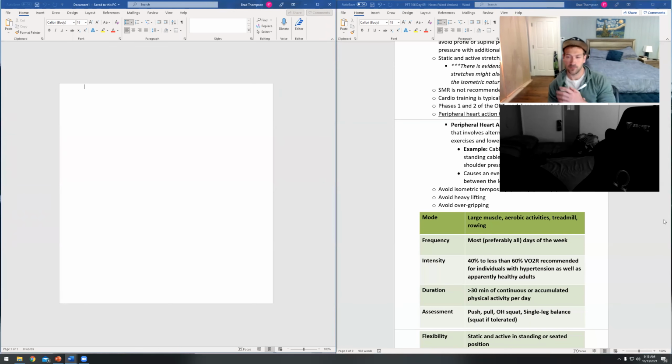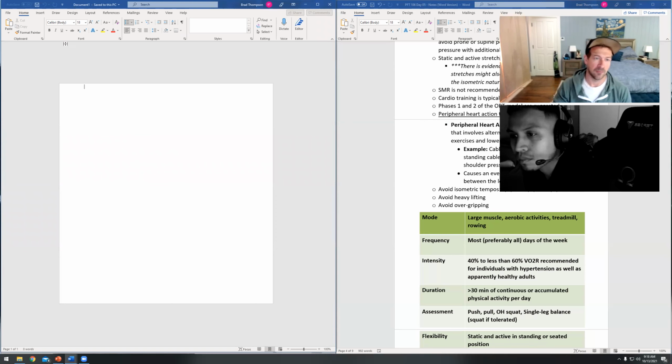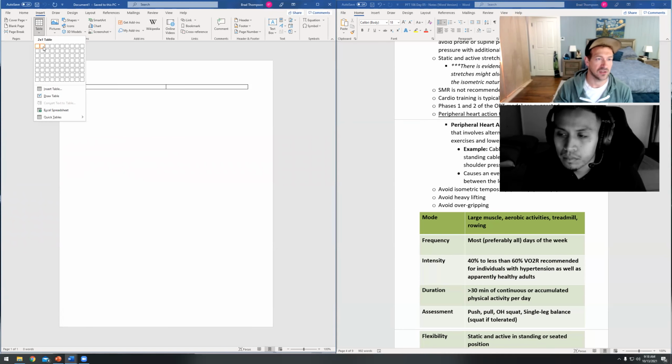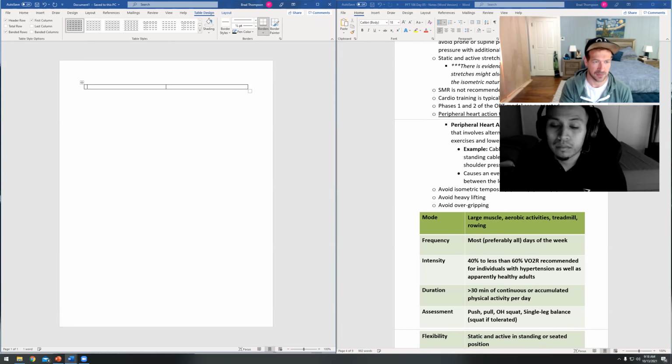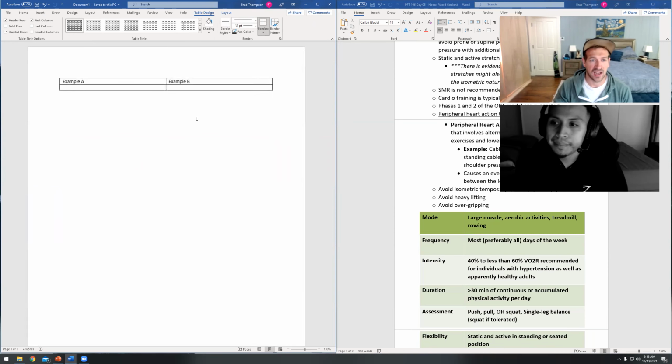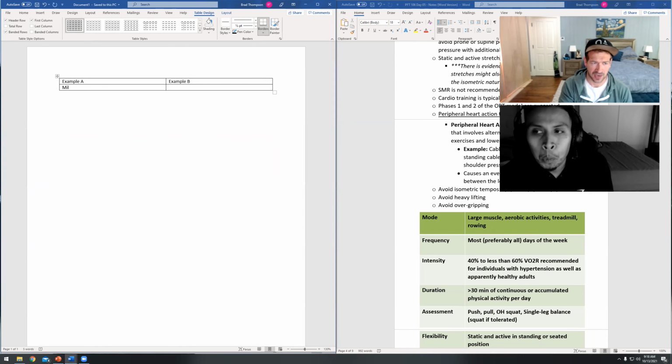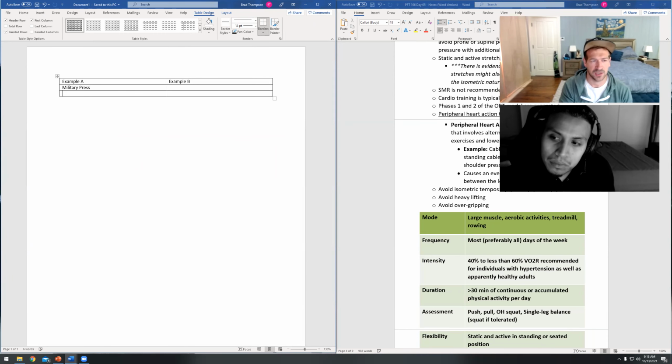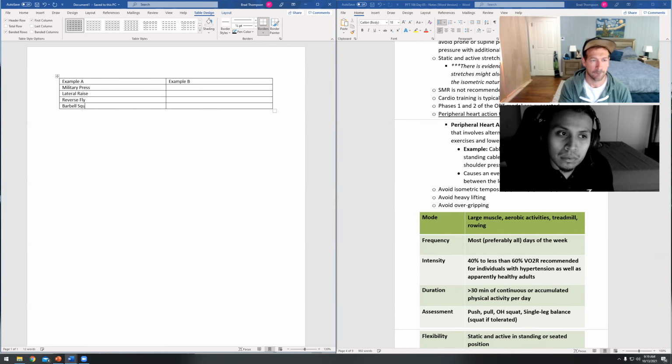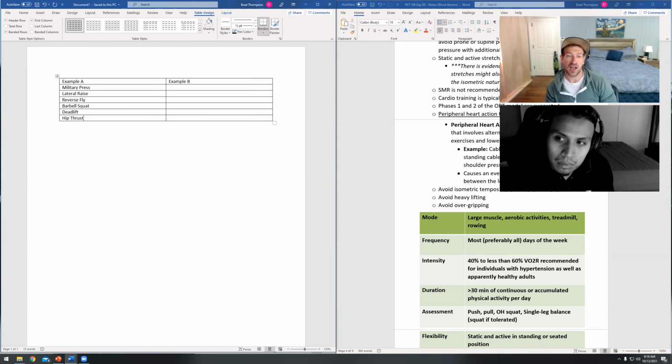But let's say I'm going to pick a leg and shoulder day, right? Let's say I'm going to put a leg and shoulder day together, example A. We'll start with the shoulders, with a military press, and then a lateral raise, and then a reverse fly. And then a barbell squat, deadlift, hip thrust. So let's say that's what we're going to do as a general circuit, right?